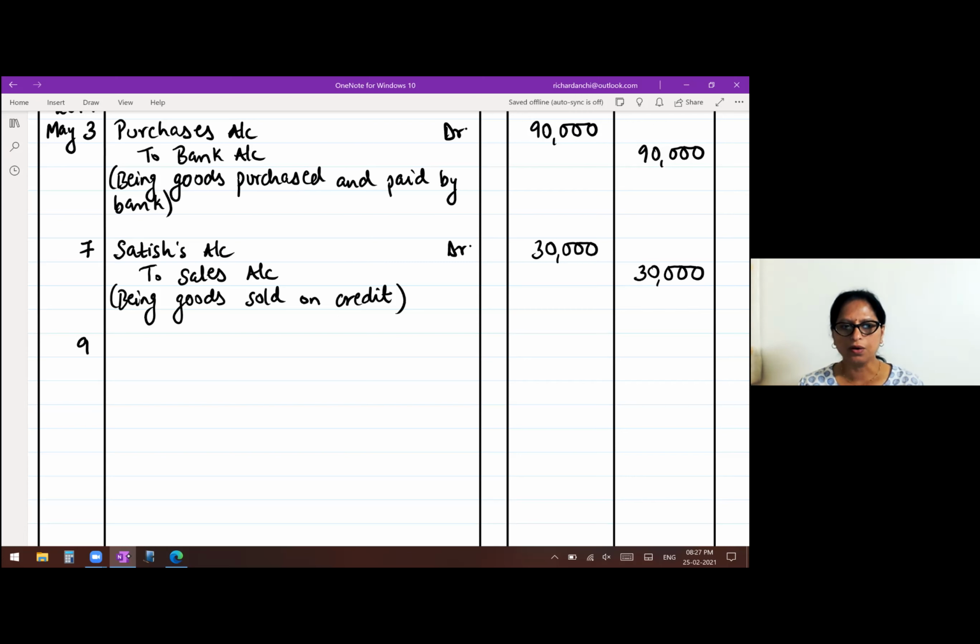So you will write postage account debit 10,000 to cash account 10,000. Narration, being postage expenses paid.